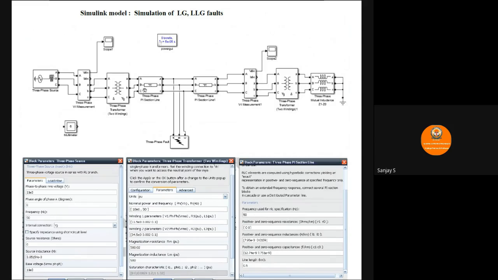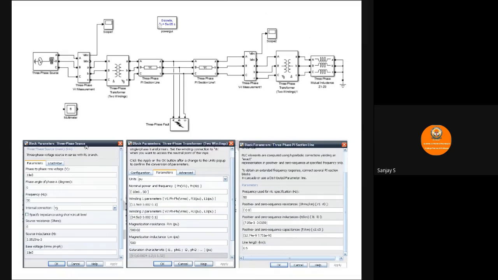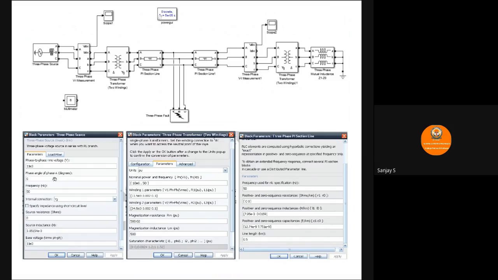Now let us see what parameters we have to key in as per the given problem. From the given ratings of the machine, we are going to key in the following parameters. The first block is the three-phase source block. What you have to do is double click on this three-phase source block, and the first screen, the leftmost one you are seeing, will open.